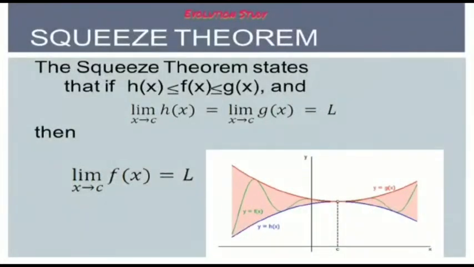Now what is the squeeze theorem? The squeeze theorem states that if h(x) is less than or equal to f(x), which is less than or equal to g(x), and limit x tends to c of h(x) is equal to limit x tends to c of g(x) is equal to L, then the limit x tends to c of f(x) is equal to L, as proved from the graph.